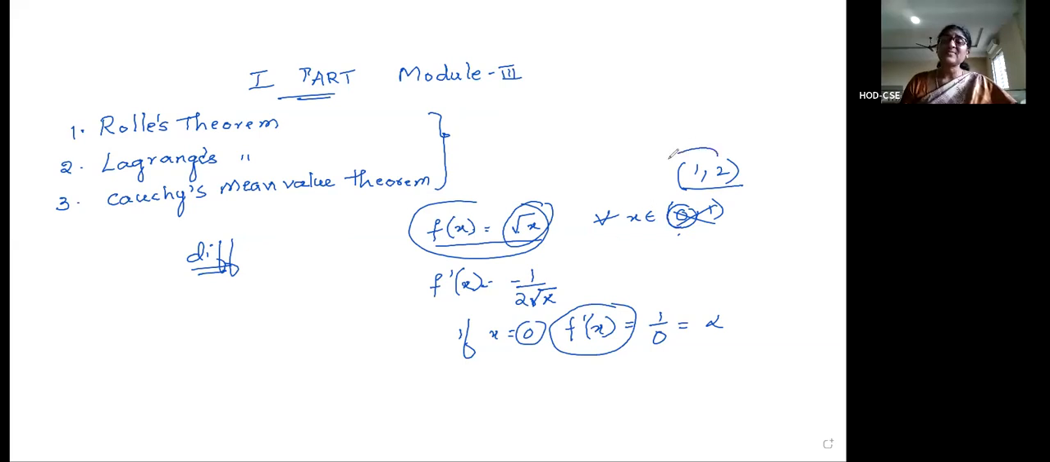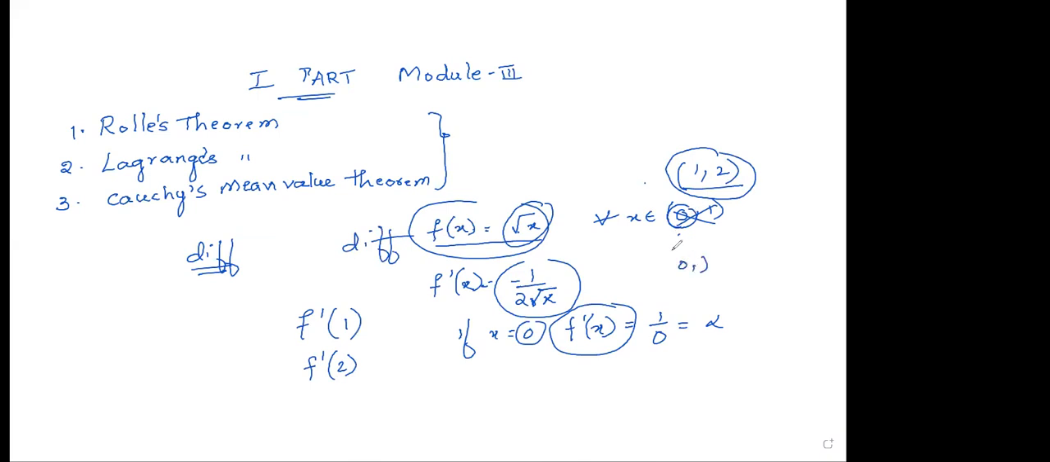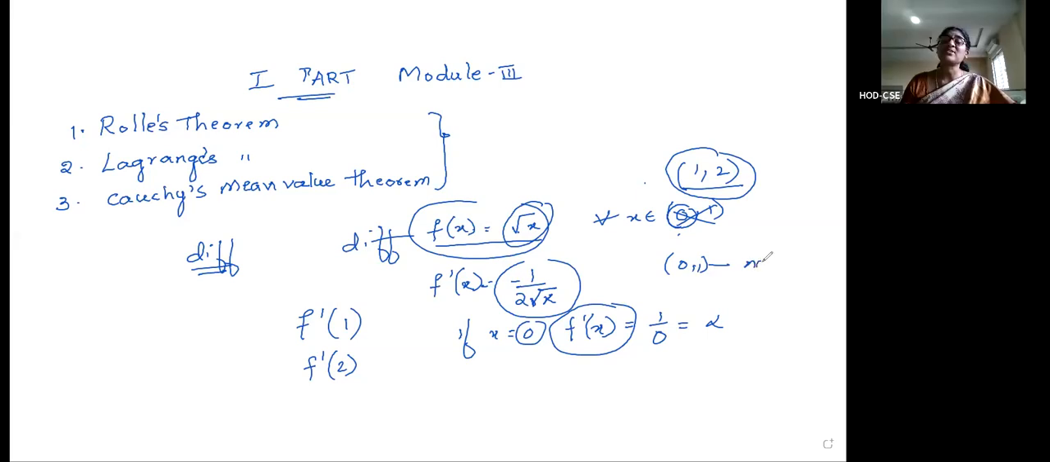Similarly in 1 comma 2, the derivative is minus 1 by 2 root x. So if x is equal to 1 or 2, f dash of 1 exists, and f dash of 2 also exists. So therefore, this curve in this interval is always differentiable. But in the interval 0 to 1, it is not differentiable. I've just shown that now, right?